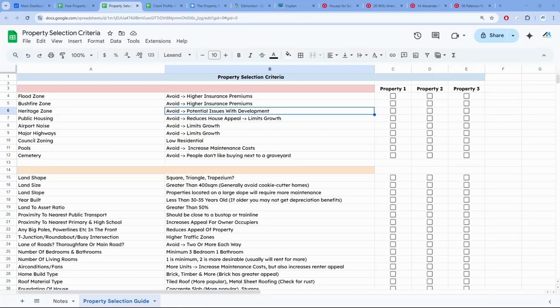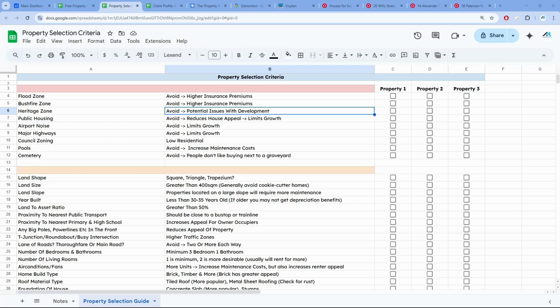All right, welcome back to the next part of the completely free property investment guide, right? And in this part, I want to teach you everything you need to know about property selection criteria, the important things to avoid, the red flags and the not so red flags. What are they? And we're going to walk through each one of them.